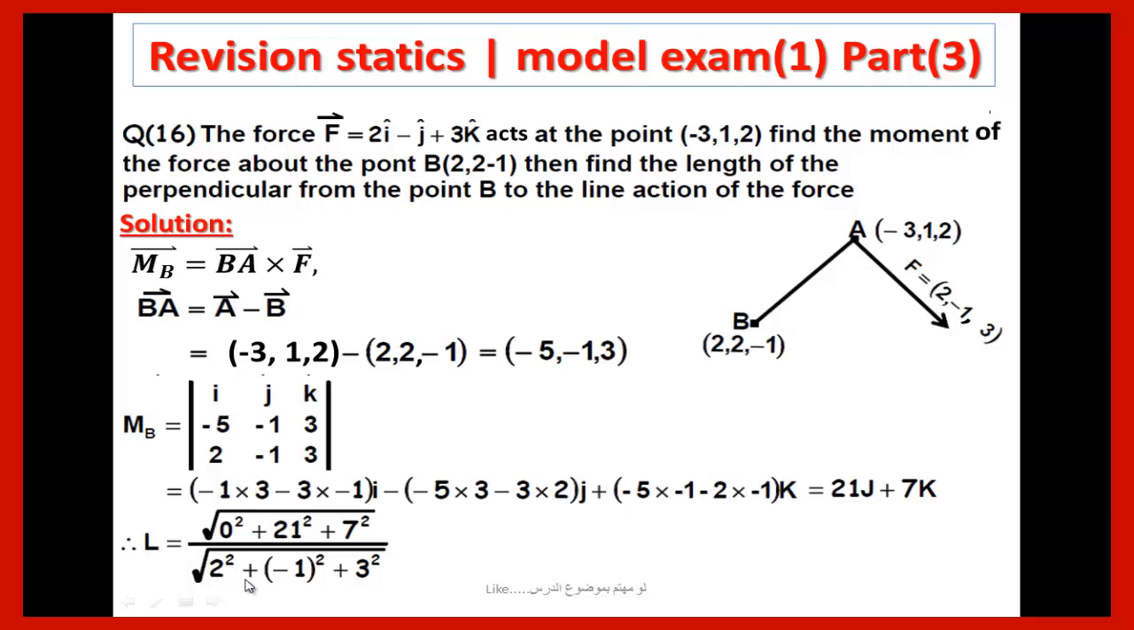the force F. The three components of F are 2, -1, and 3. So we write 2 square plus -1 square plus 3 square, and the result will be root 35.